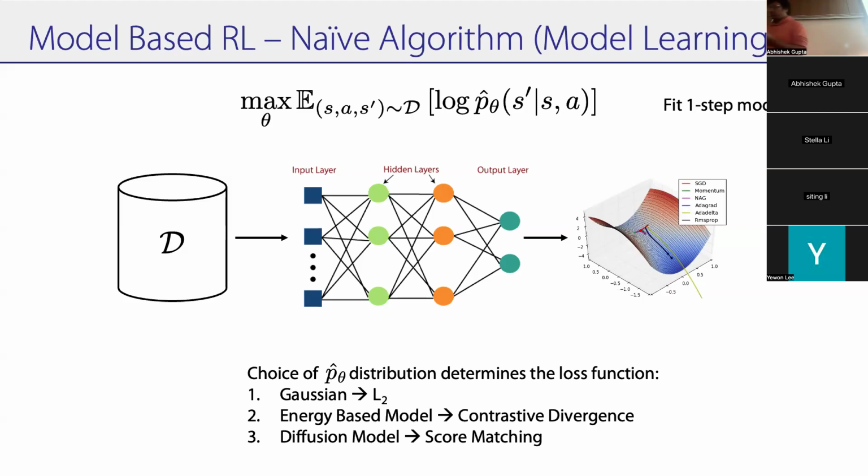Like one-step diffusion? Yeah, you can still have it. It's a conditional diffusion model, right? It's a conditional diffusion model that takes an S and A and then models a distribution over S primes.